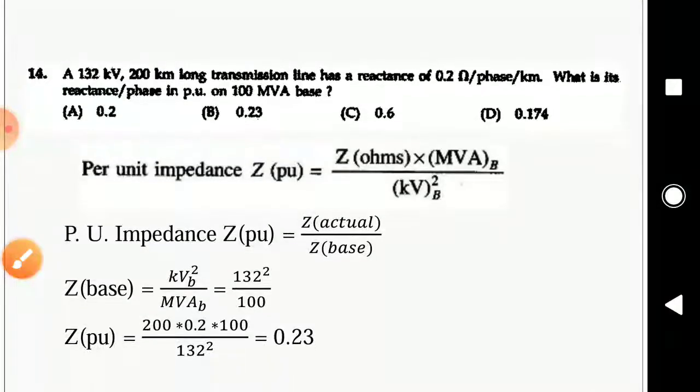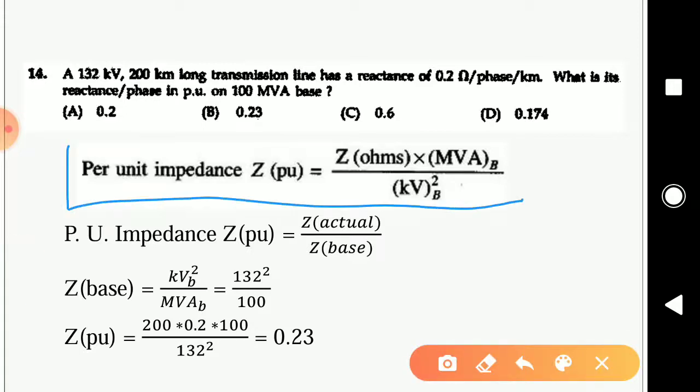Moving on to question number 14. A 132 kilovolt 200 kilometer long transmission line has a reactance of 0.2 ohms per phase per kilometer. What is the reactance in per unit? And the base MVA is 100 MVA.